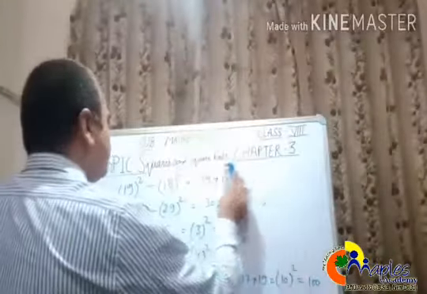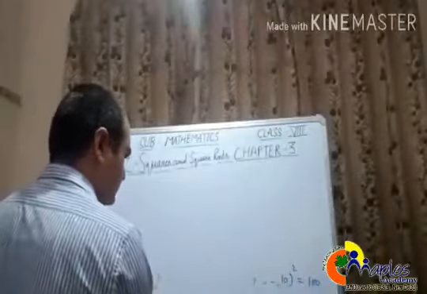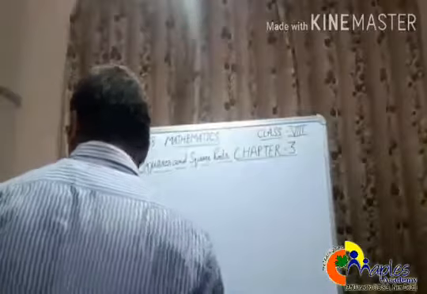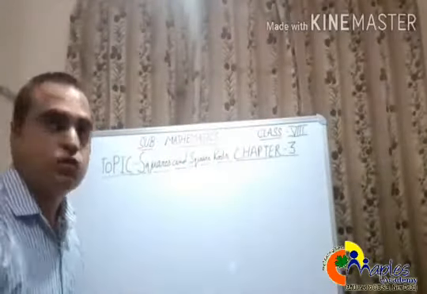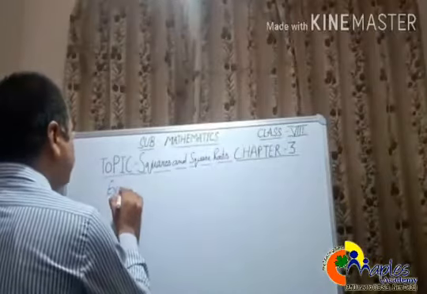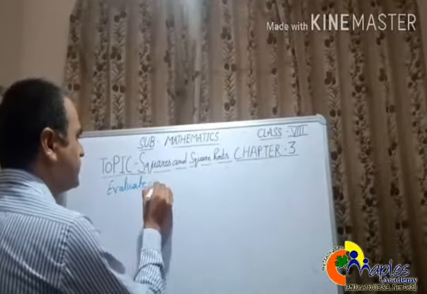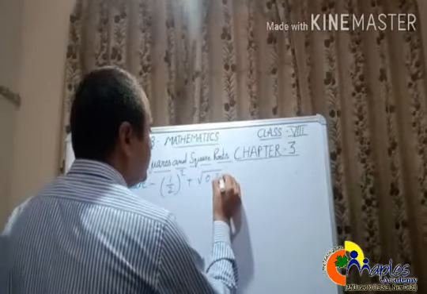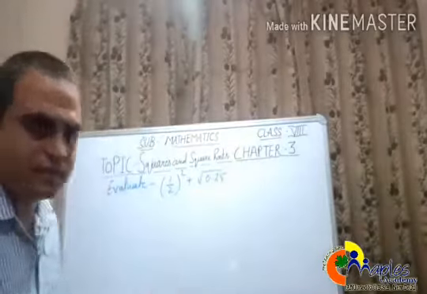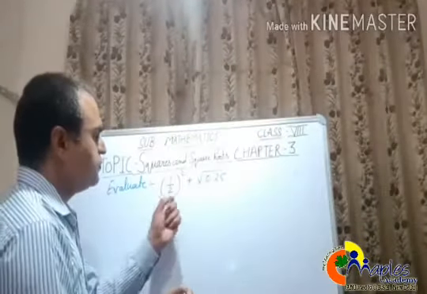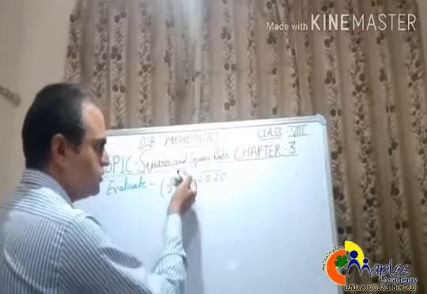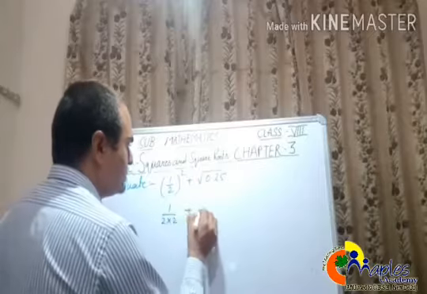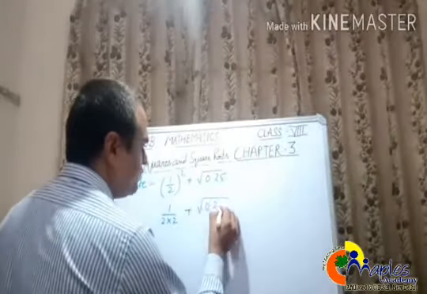Now we move to our next question. There is one interesting question which is available in your books. The question is, we have to evaluate (1 upon 2) whole square plus square root of 0.25. First we have to open the bracket and open the square: 1 upon 2 multiplied by 1 upon 2, plus square root of 0.25.